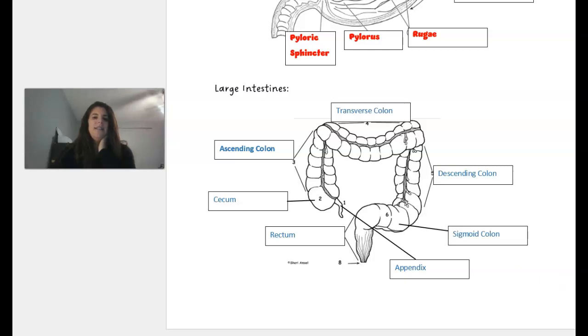The function of the large intestines is to absorb water out of that undigested material and pass it through each of those different colons in order to remove it from the body as feces. So those are the structures that are involved in your digestive system.